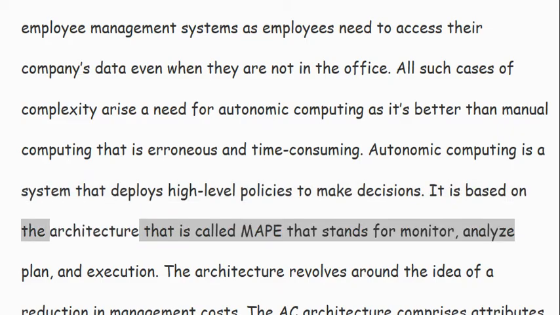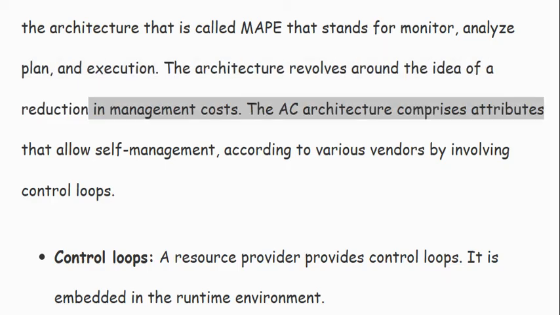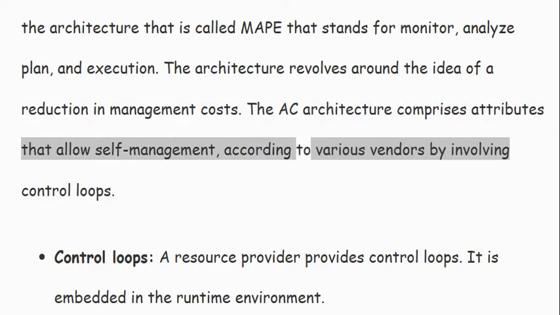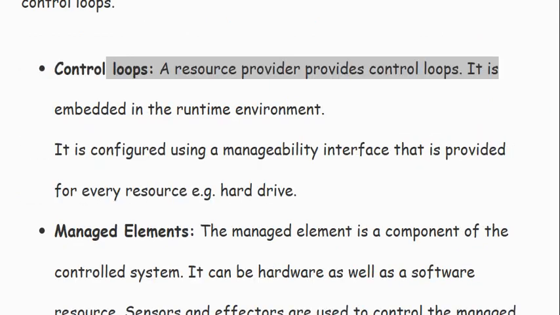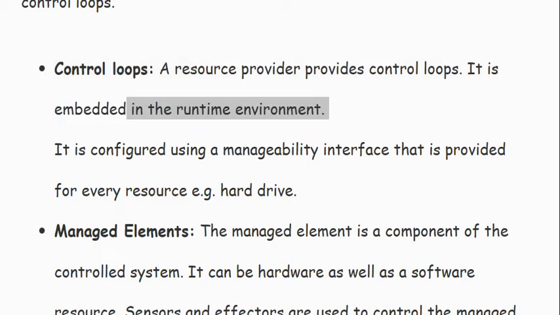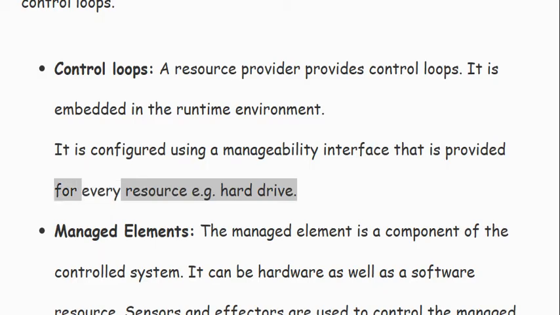It is based on the architecture that is called MAPE, which stands for Monitor, Analyze, Plan, and Execute. The architecture revolves around the idea of a reduction in management costs. The AC architecture comprises attributes that allow self-management according to various vendors by involving control loops. Control loops. A resource provider provides control loops. It is embedded in the runtime environment. It is configured using a manageability interface that is provided for every resource, e.g., hard drive.